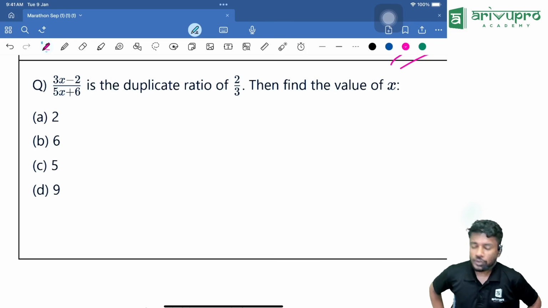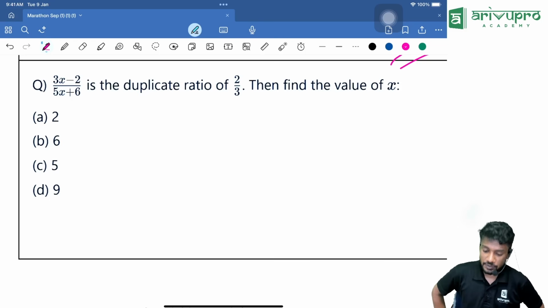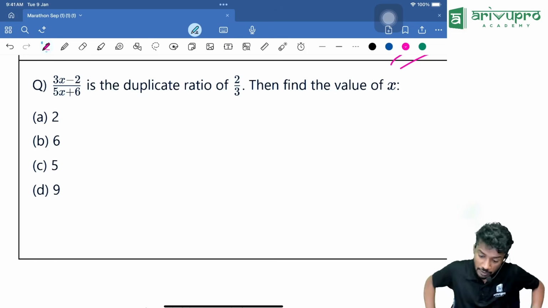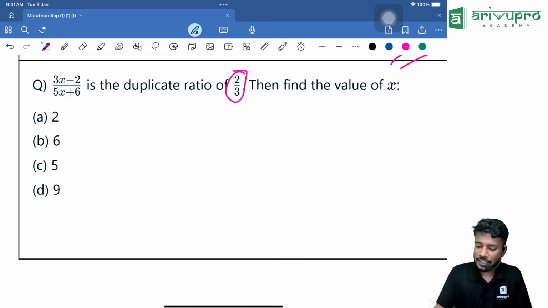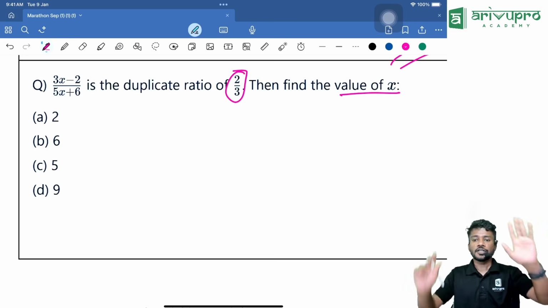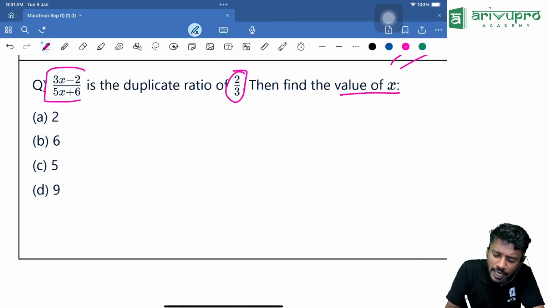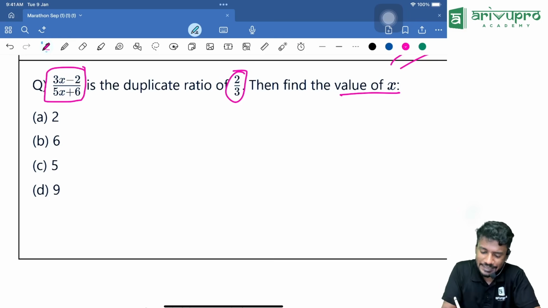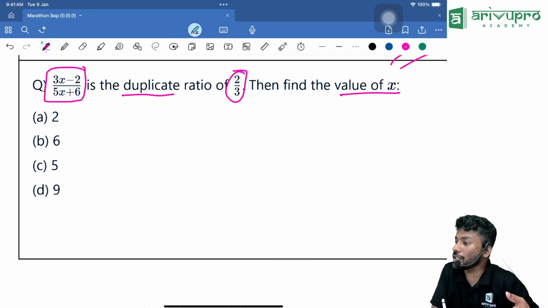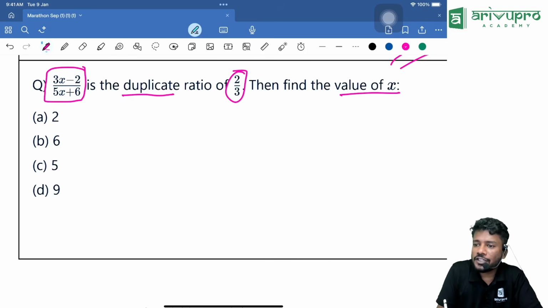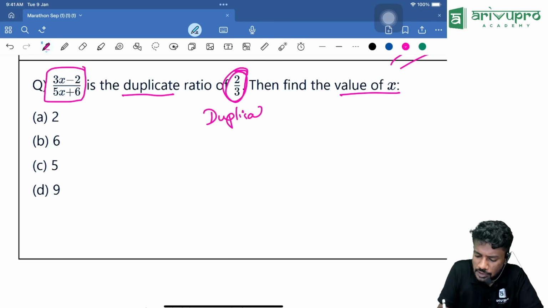3x minus 2 divided by 5x plus 6 is the duplicate ratio of what? 2 by 3. Then the value of x is how much? Now, read the question carefully and understand what is given. 3x minus 2 divided by 5x plus 6 is the duplicate ratio of 2 by 3, or 2 is to 3. So what is the duplicate ratio of 2 is to 3? The duplicate of 2 by 3 is nothing but 4 by 9.